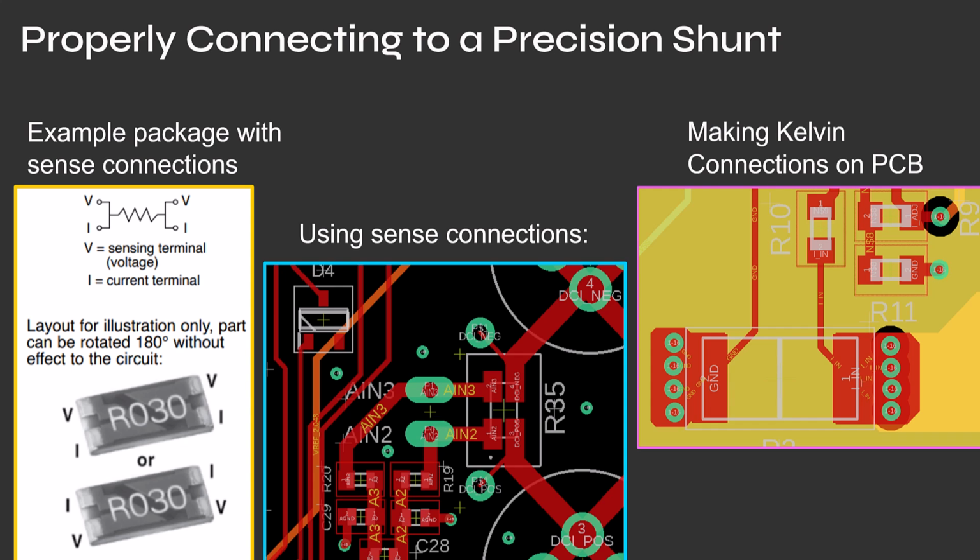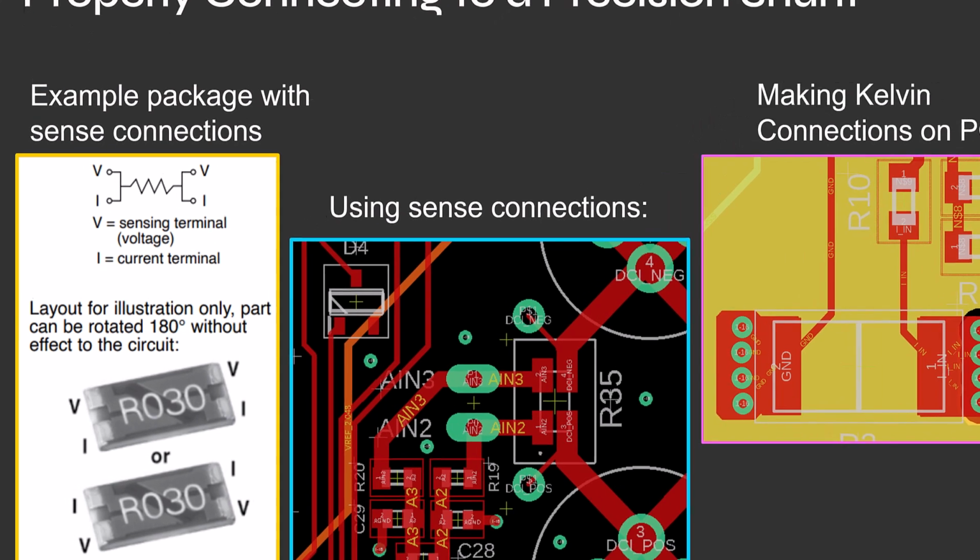Okay, now let's talk about how we want to connect our shunt. So the important thing is when we're measuring the voltage drop across our shunt, we want to make sure we're measuring just that shunt resistance and nothing else. We don't want to be measuring leads. We don't want to be measuring the resistance of solder or pads on our printed circuit board. So that's where the shunt's sense connections come into play.